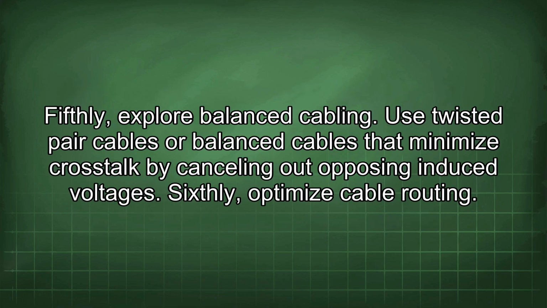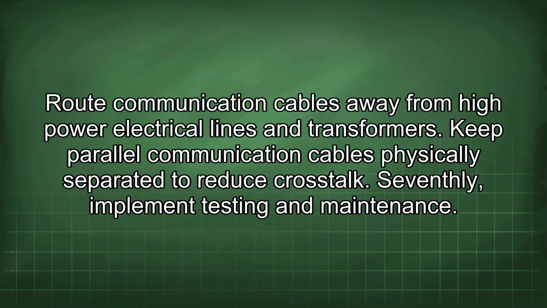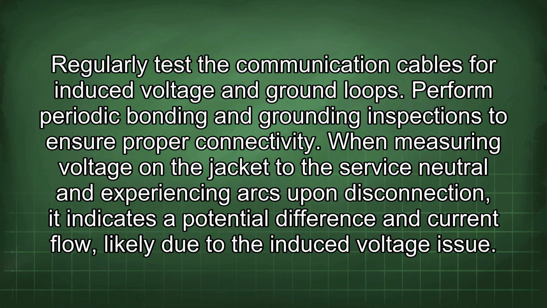Fifthly, explore balanced cabling. Use twisted pair cables or balanced cables that minimize crosstalk by cancelling out opposing induced voltages. Sixthly, optimize cable routing. Route communication cables away from high-power electrical lines and transformers. Keep parallel communication cables physically separated to reduce crosstalk. Seventhly, implement testing and maintenance. Regularly test the communication cables for induced voltage and ground loops. Perform periodic bonding and grounding inspections to ensure proper connectivity.